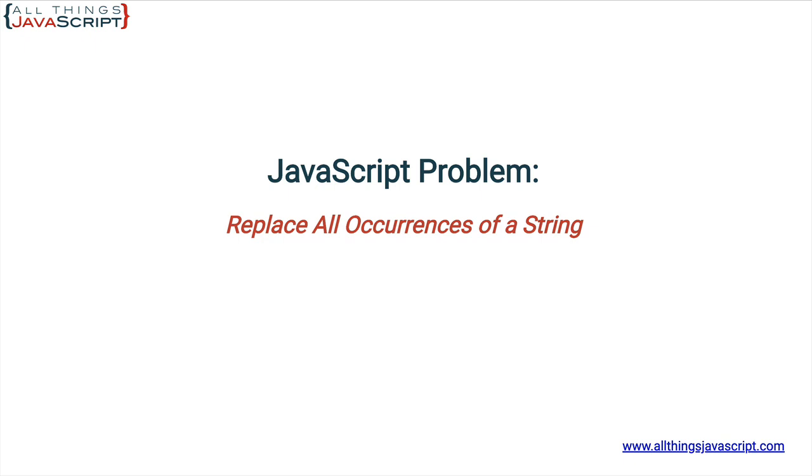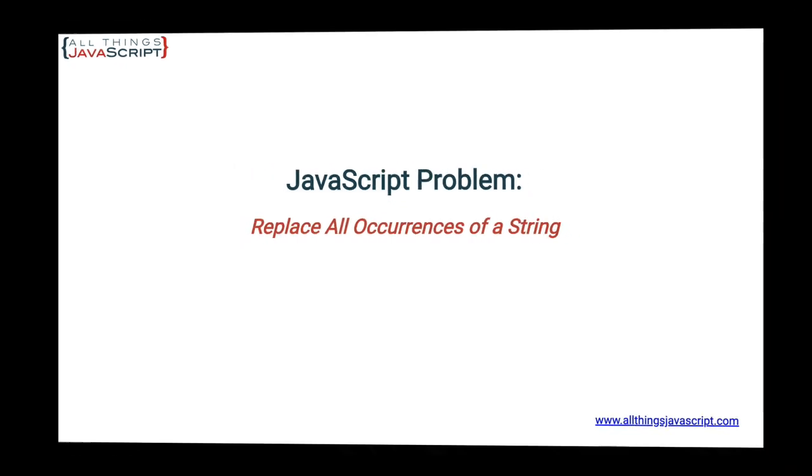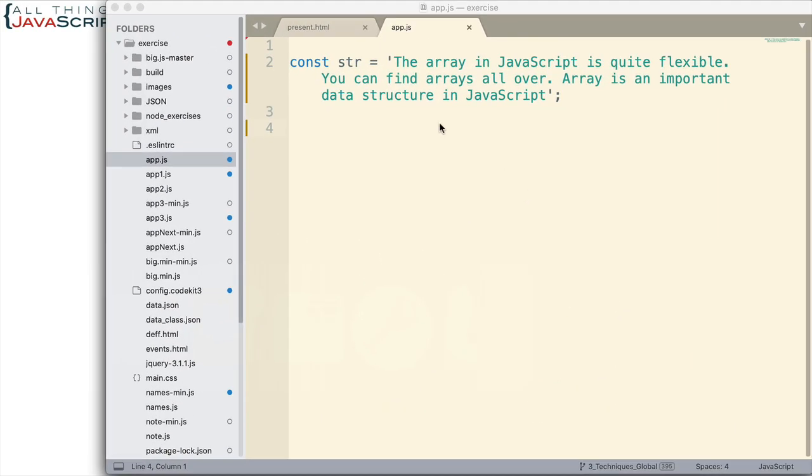So, let's look at the string we're going to be working with for this JavaScript problem. Here's the string. The array in JavaScript is quite flexible. You can find arrays all over. Array is an important data structure in JavaScript. Notice we have the word array 3 times. Now what I'd like to do is replace that with object. We're going to use both of these methods to do that.